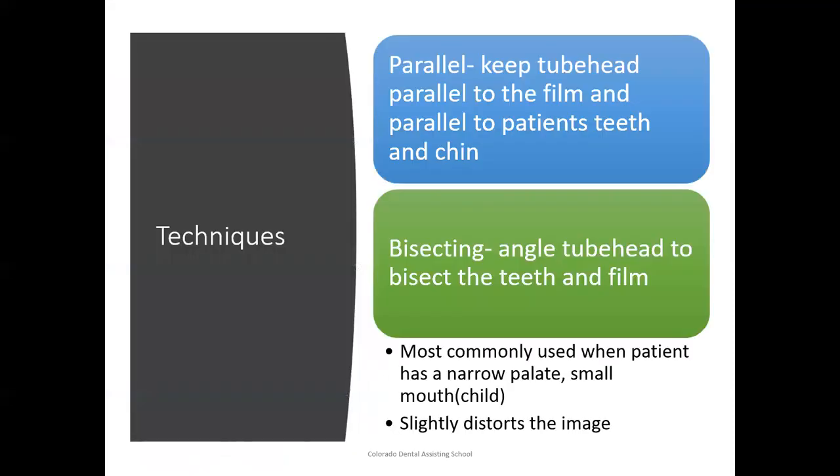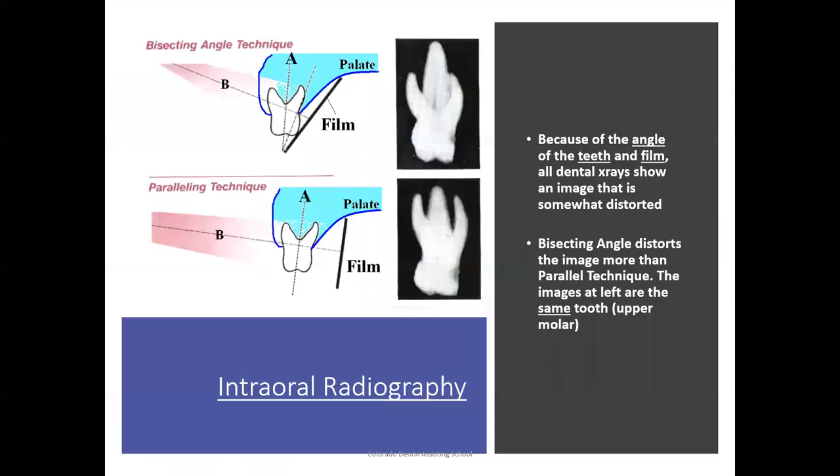Let's talk about techniques. We have 2 techniques to talk about. One is the paralleling technique, and bisecting angle technique is number 2. So when you're doing a paralleling technique, you want to keep the film and the tooth parallel to each other. So what you see here is this is as if we put the film in the mouth and the patient would bite down, the bite stick would be down here. The film needs to go pretty deep into the mouth to be parallel with the tooth.